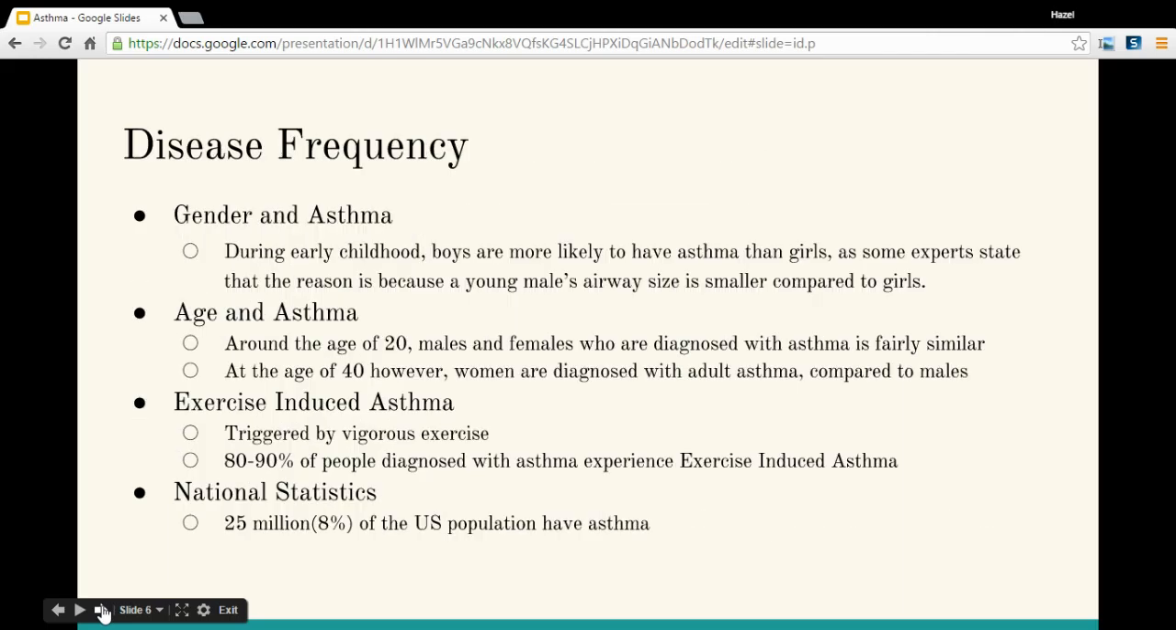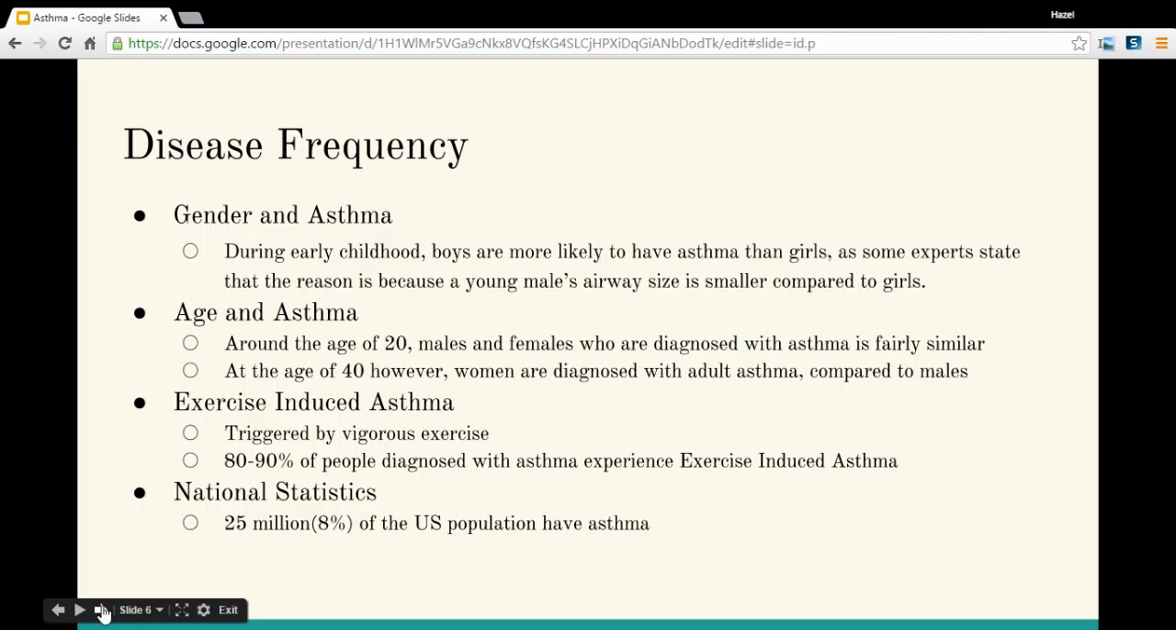As for disease frequency, according to some studies and statistics, there is a link between asthma and gender. During early childhood, boys are more likely to have asthma compared to girls. However, some experts say that it's because young males' airway size is smaller compared to girls at that point in time. Around age 20, males and females who are diagnosed with asthma are fairly similar, so there's no big discrepancy between each gender.